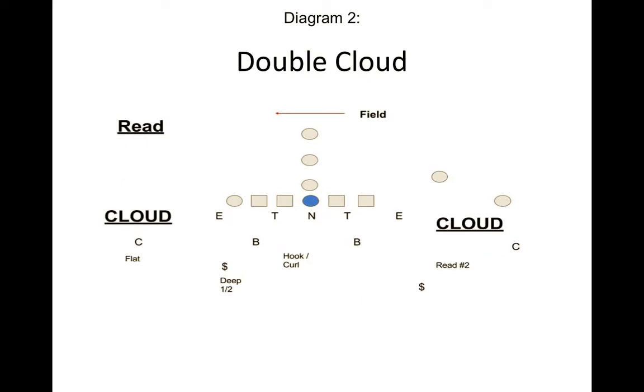So cloud. What does cloud mean for us? You get a nub tight end, like here to the left. The corner will take anything to the flat. The safety's looking at the tight end. If he goes vertical, then he will carry it. If he blocks, then he's going to insert. To the right-hand side, you have 2 removed receivers, and then they're going to read number 2.